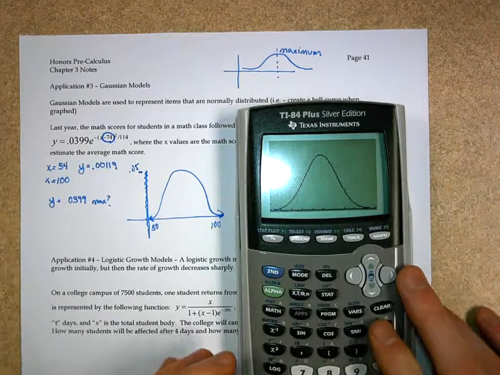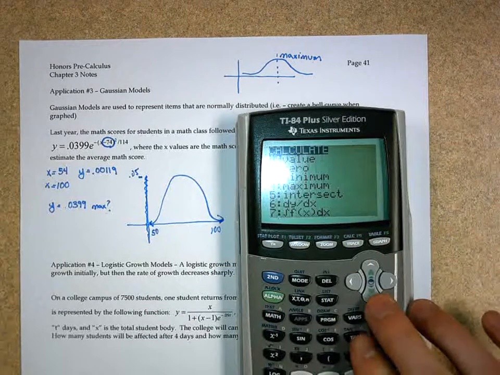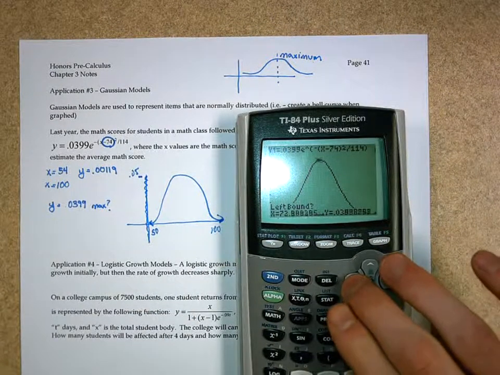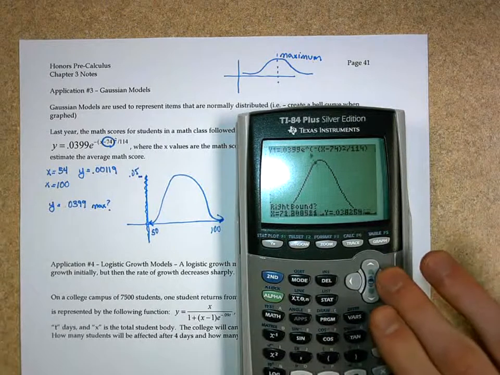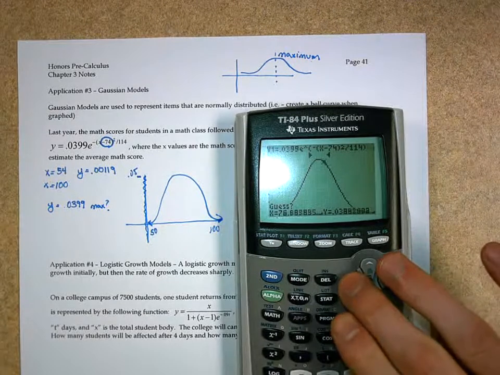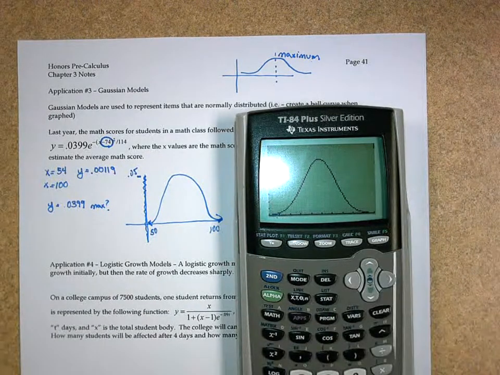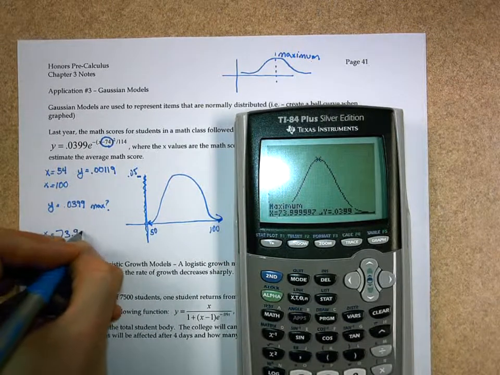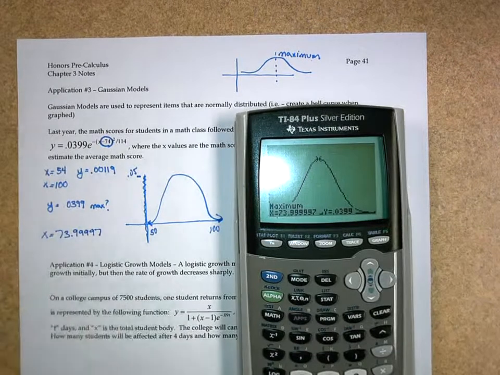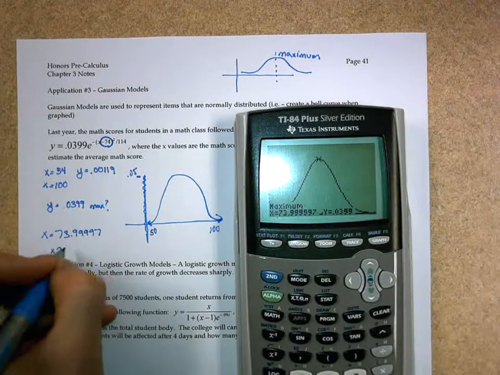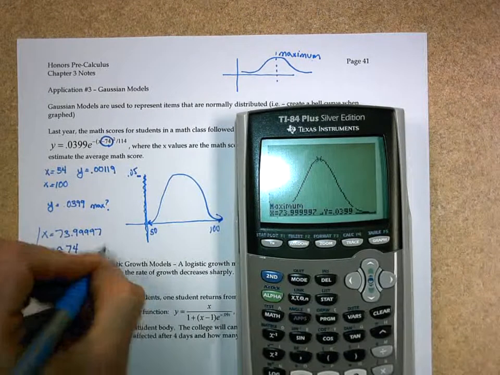So now if I go to my graph and I go second calc, I can calculate my maximum, because the maximum is what I wanted to find with this whole Gaussian curve. And you can see the maximum is 73.99997, which is really close to that 74, which is what I predicted it would be from my initial shift.